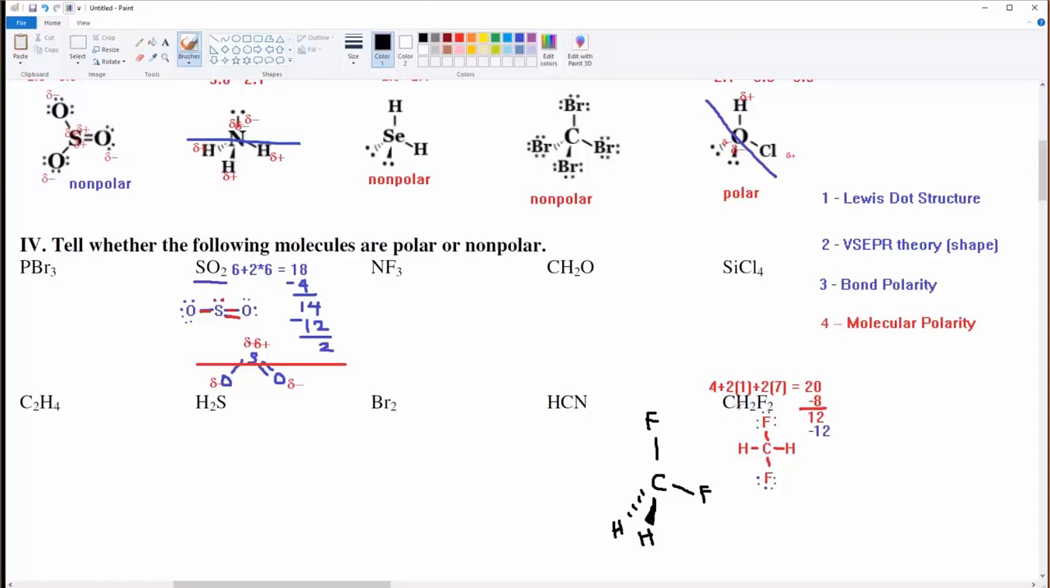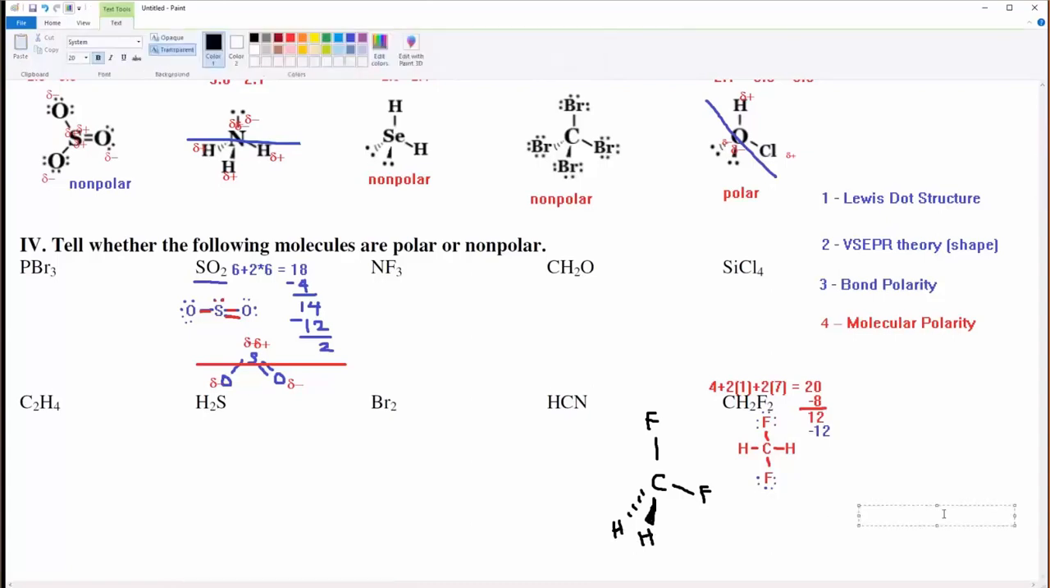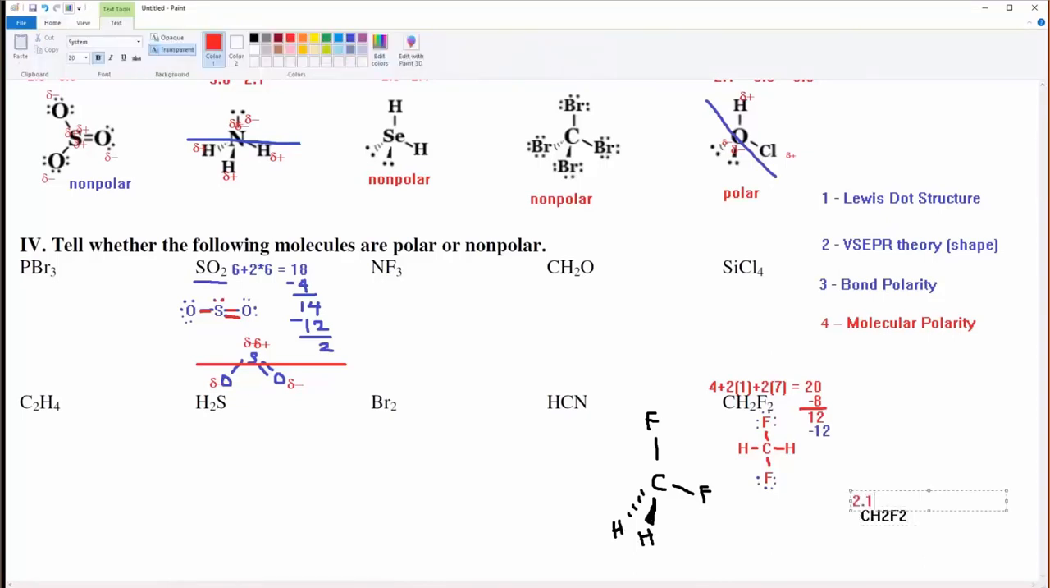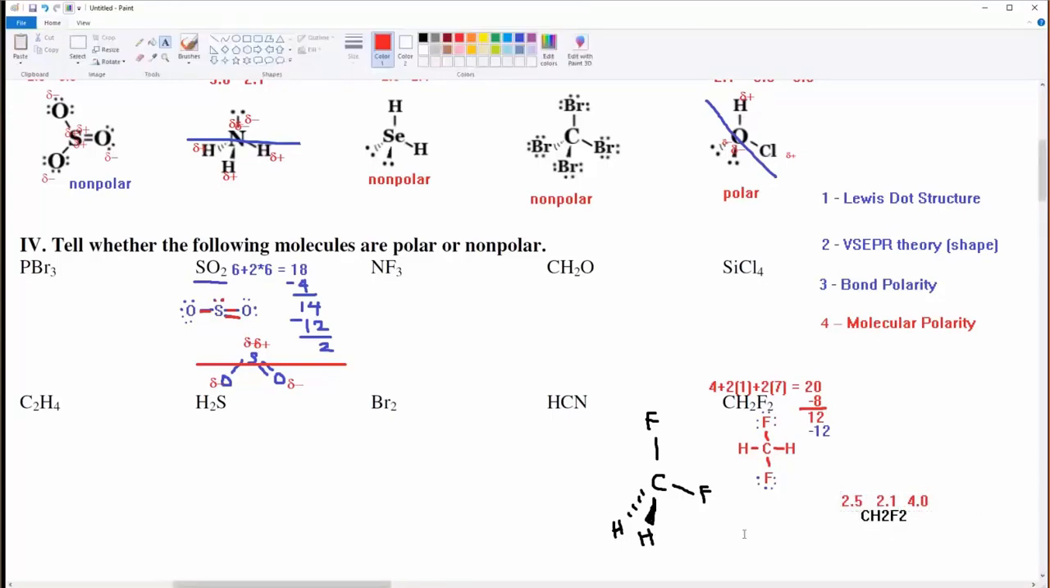Okay, now step 3, bond polarity. What are my electronegativity values for my C, H, and F? Sarah's on top of it. Okay, so because the carbon is 2.5, the hydrogen is 2.1, and the fluorine is 4.0, we've got some interesting things going on here. The carbon and the hydrogen bond have a difference of 0.4, so that is considered to be nonpolar. I don't even write little deltas. I just ignore it. I just say it's not polar.